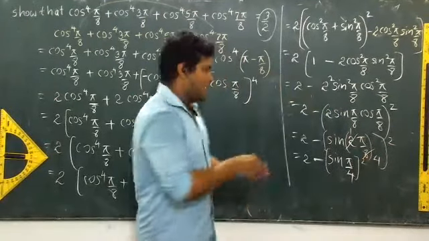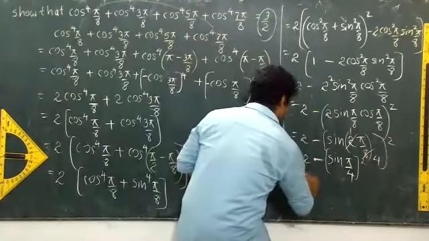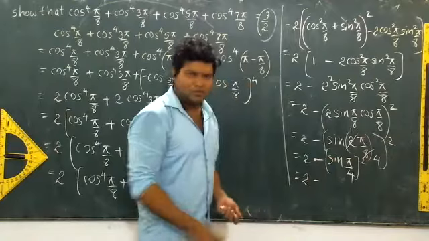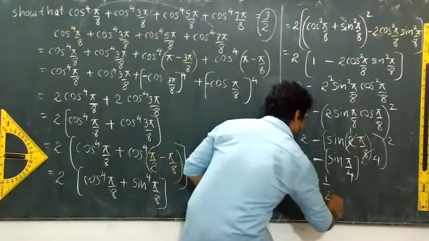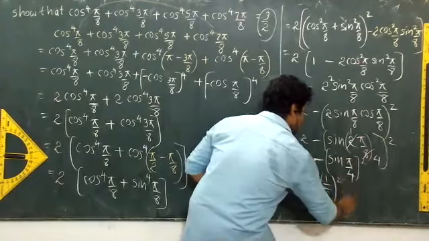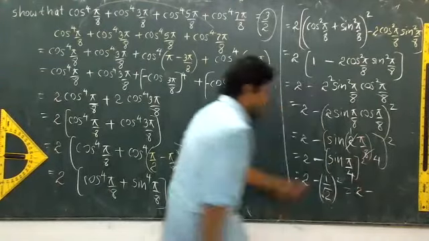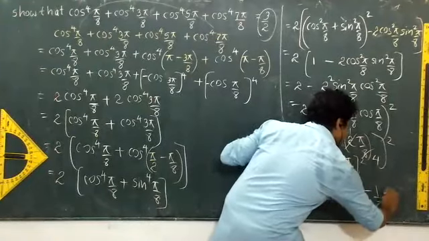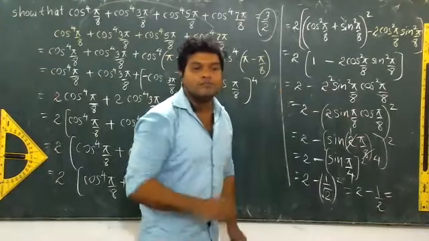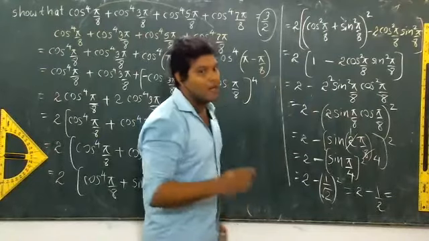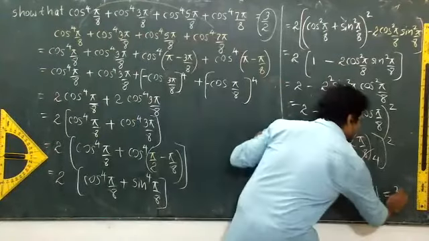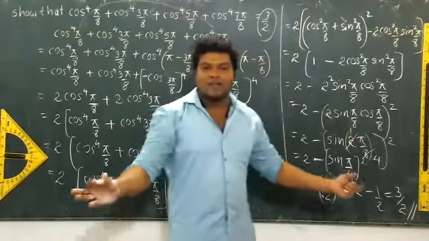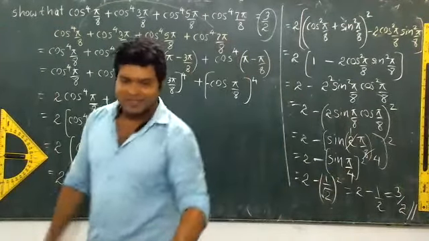Don't forget that. Because of this, now 2 minus sine 5π/4. It's minus 1 over root 2. Not only that, square it. Then 2 minus the square of 1 over root 2, it's half. When you subtract half from 2, it is 1 and a half, which will be 3 over 2. Eureka! We got it. That's the answer.